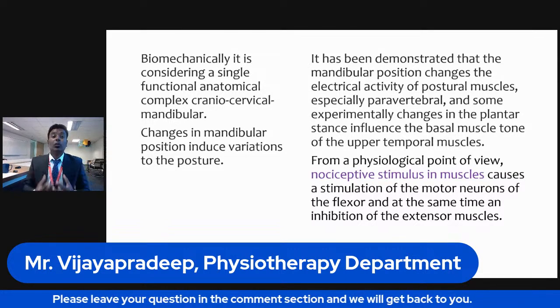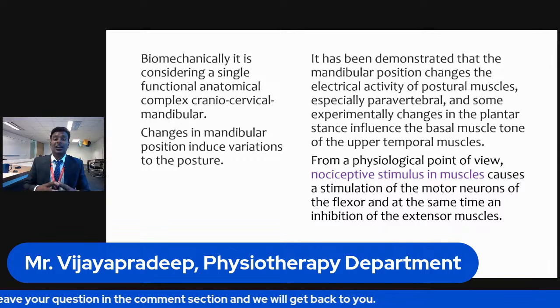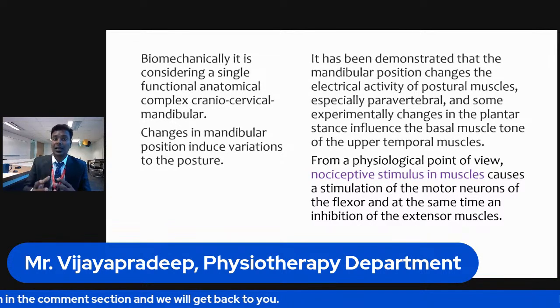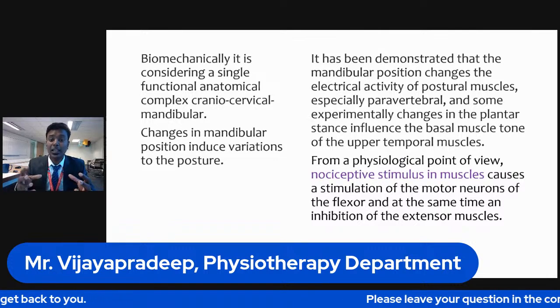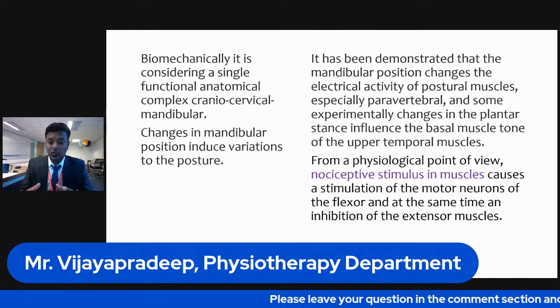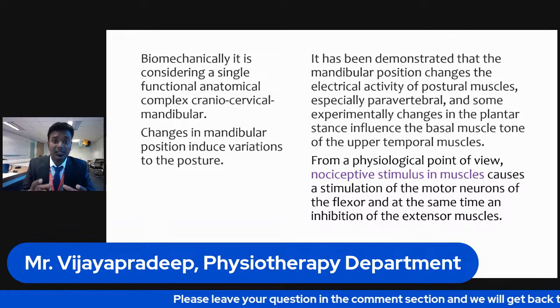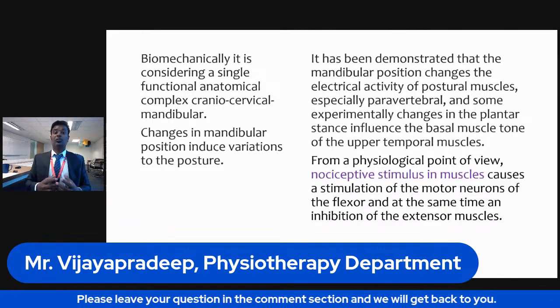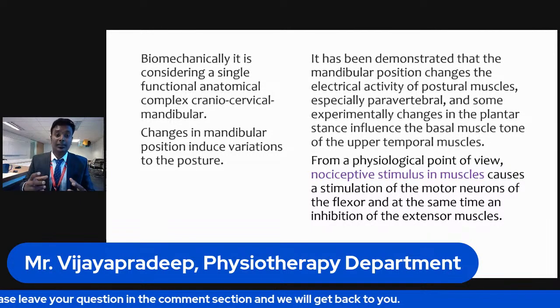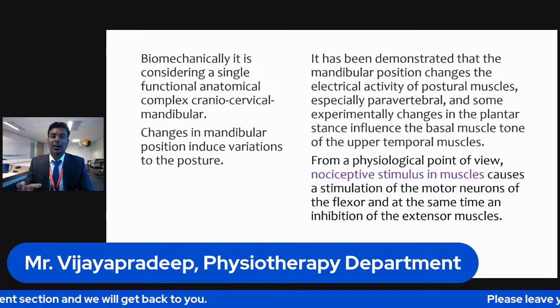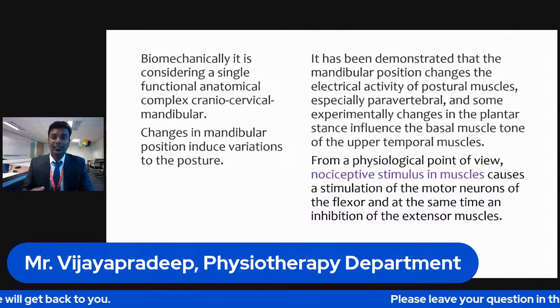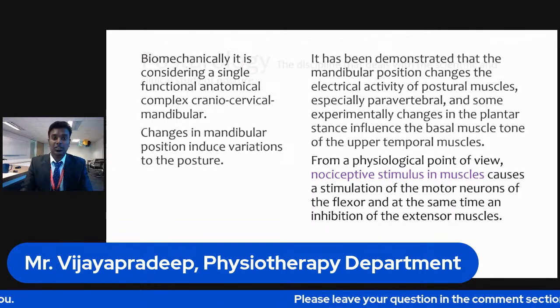So if any nociceptive signs arise, painful things that arise from the muscles, it inhibits the muscular activity. It inhibits the extensor muscles, which are responsible for making our erect posture. The extensor group of muscles will be inhibited, and that results in a muscle imbalance, and that causes some deviation in the posture even.